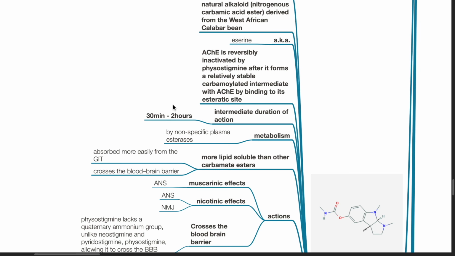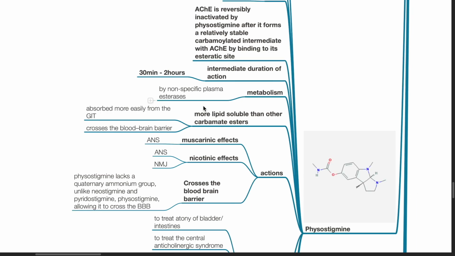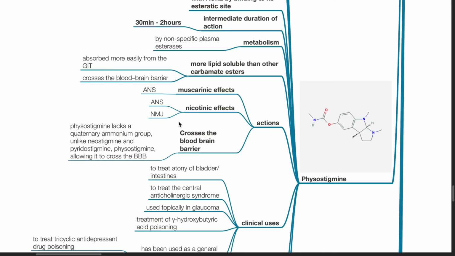It is metabolized by non-specific plasma esterases. Physostigmine is more lipid-soluble than other carbamate esters, and it is absorbed more easily from the GI tract and crosses the blood-brain barrier. Actions of physostigmine include muscarinic effects at the autonomic nervous system, nicotinic effects at the autonomic nervous system and neuromuscular junction. Physostigmine lacks a quaternary ammonium group unlike neostigmine and pyridostigmine, allowing it to cross the blood-brain barrier.